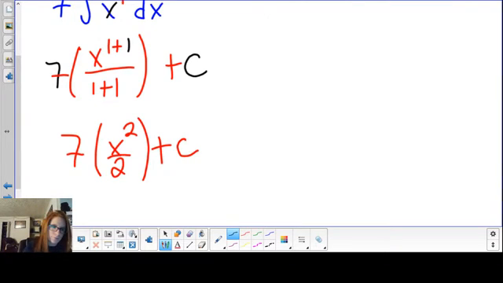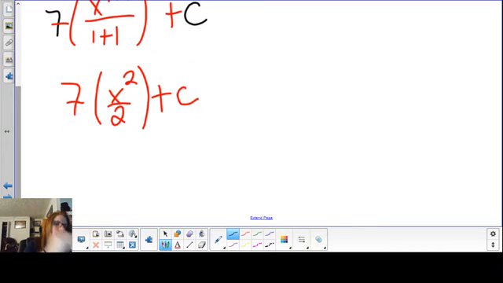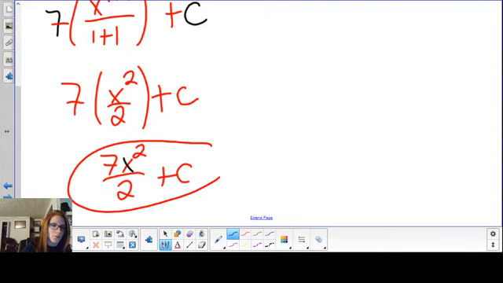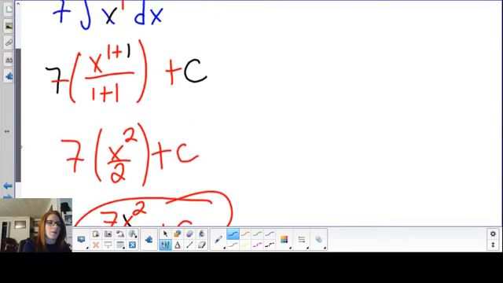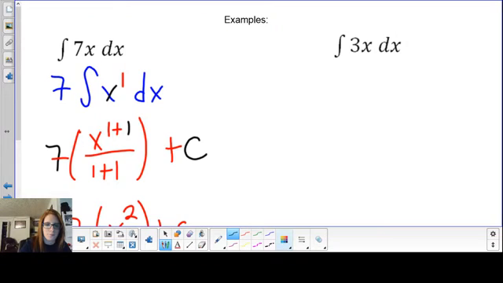Plus c. I can go ahead and multiply my 7 into the top. My answer is 7x squared plus 2. Excuse me, 7x squared over 2 plus c. Alright, next example.